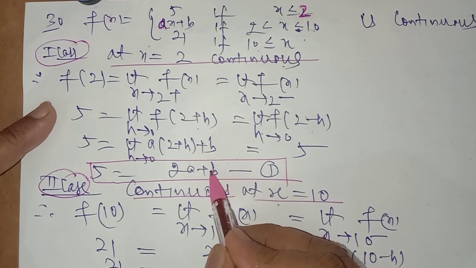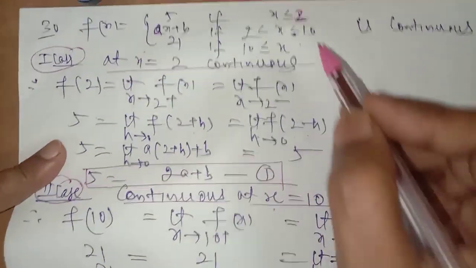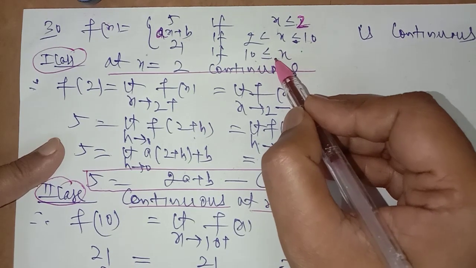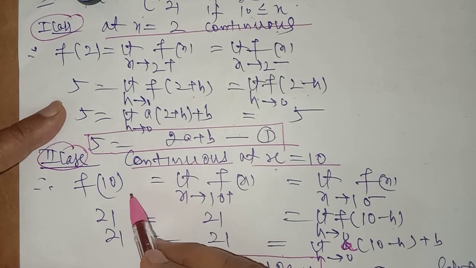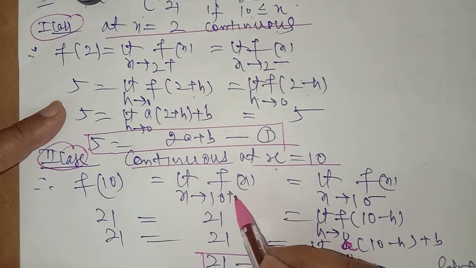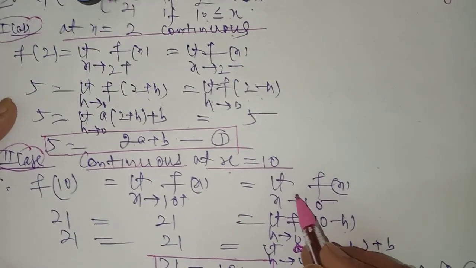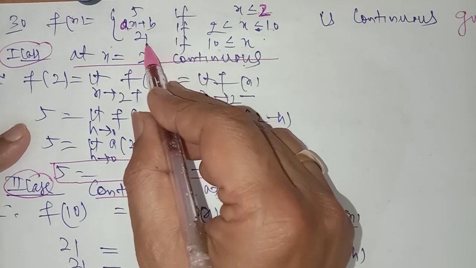Because we have two variables, we must have a second equation also. So we take the continuity at x equal to 10 because it is continuous from 2 to 10. So it is continuous at x equal to 10. So we write the value of the function at 10, the right hand limit at 10, the left hand limit at 10. They are all equal to each other. So f(10) is equal to 21.